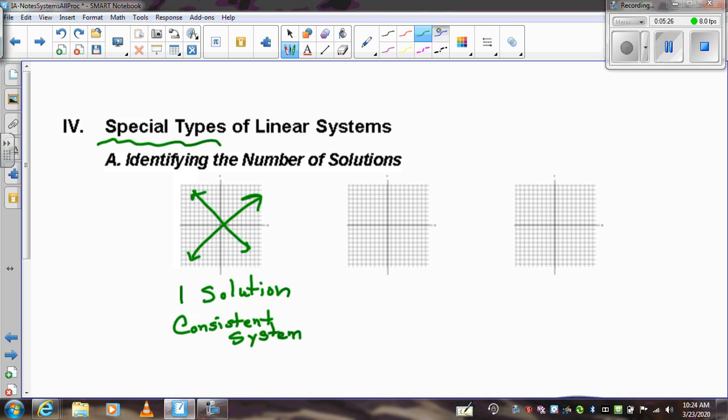Okay, the other thing that could happen here is we could have two lines that are parallel. And if they're parallel, that means they will never cross. This means you have no solution. Now, if a consistent system has one solution, then we call one with no solution an inconsistent system.